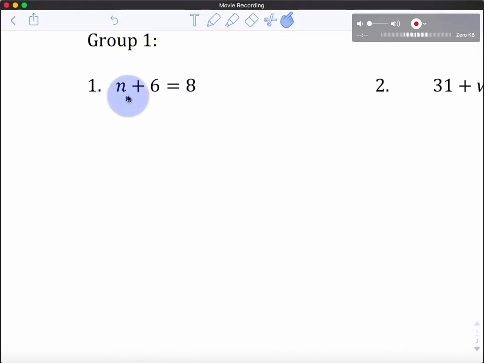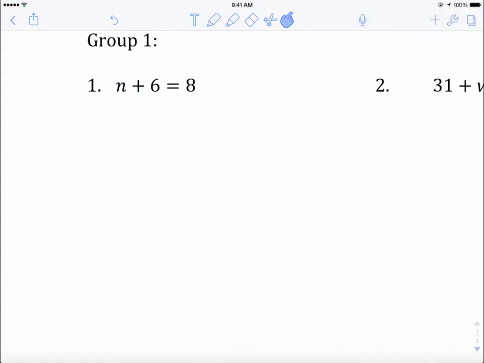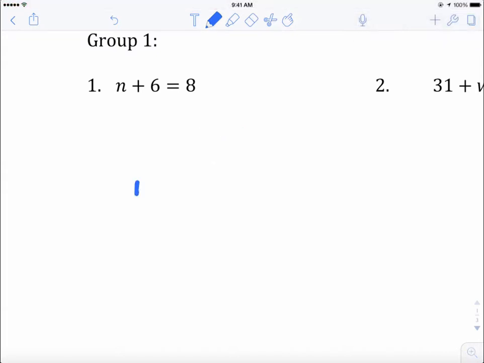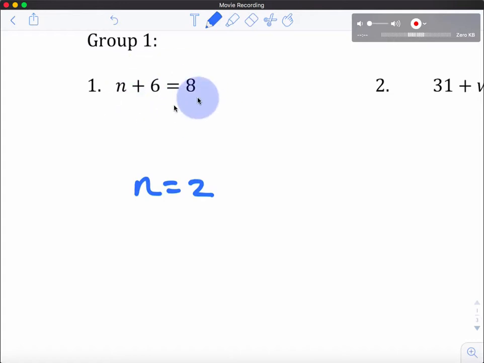So in this case, we have n plus 6 equals 8. And we have this variable n, this unknown variable, and we don't know what number it stands for. It could stand for a whole bunch of numbers, but in this case, there's only one number such that if we substitute it in for n, it makes this statement true. And perhaps you know that right off the bat, that number is 2, because 2 plus 6 is indeed equal to 8. So I'd say the solution to this equation is 2, n equals 2.